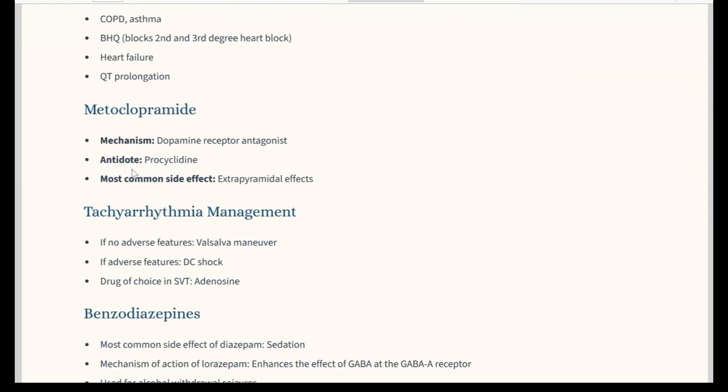They give you the MCQ for metoclopramide, asking about this common side effect, which will be extrapyramidal effect. And they can ask you about the antidote of metoclopramide overdose, that is procyclidine. Okay.